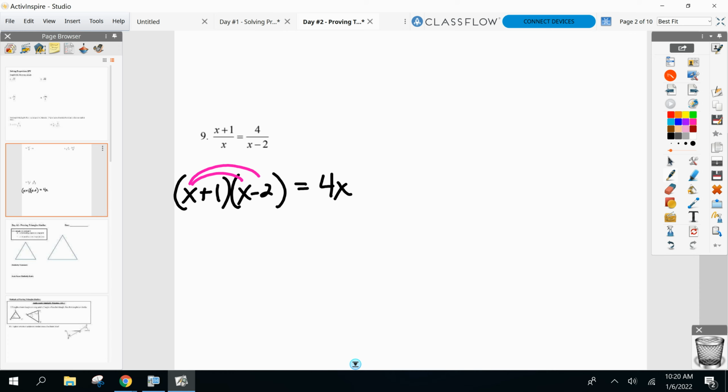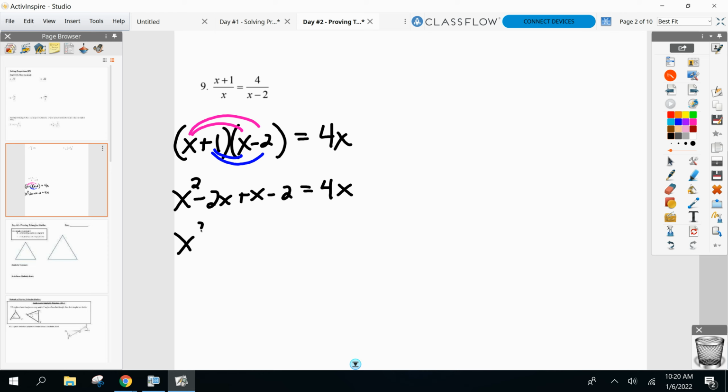X first, then distribute the 1 next. So you end up with x squared, minus 2x plus x minus 2 equals 4x. Combine your like terms. What do I get there? Minus x minus 2 equals 4x.